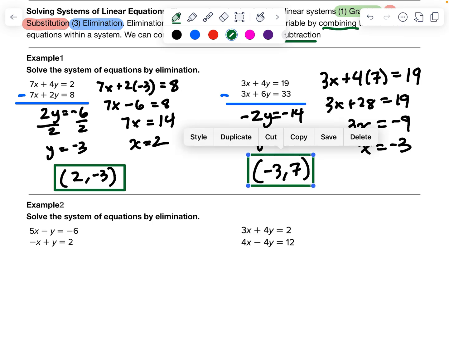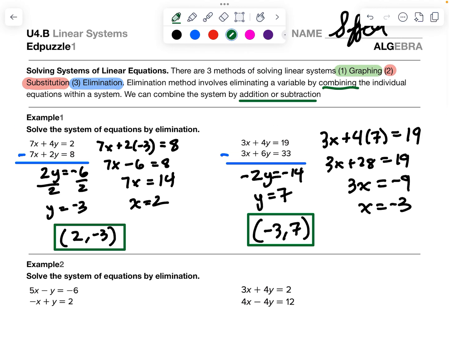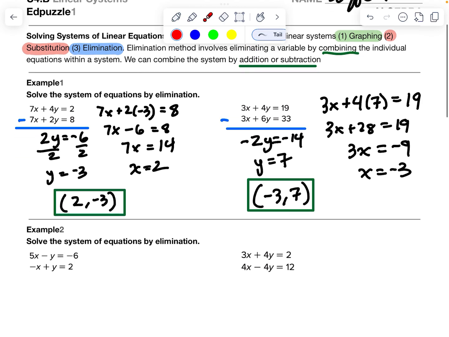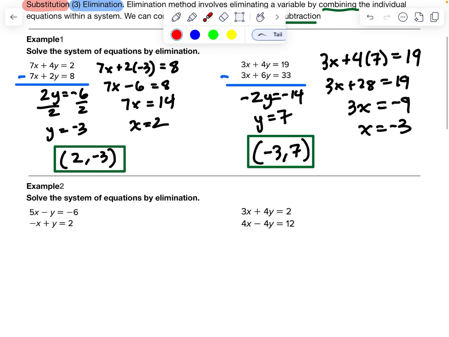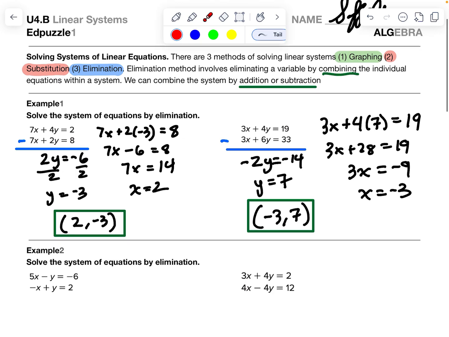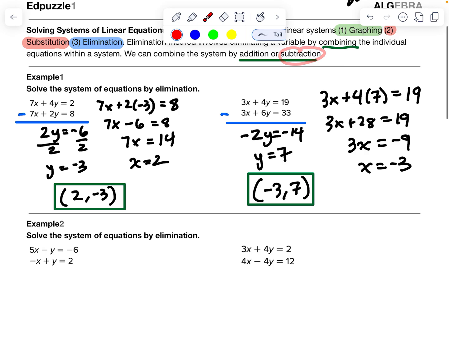All right. That is when we combine by subtraction. We can also combine by addition. Or sorry, I said that backwards. That's where we combine by subtraction. We're going to now talk about combining by addition.